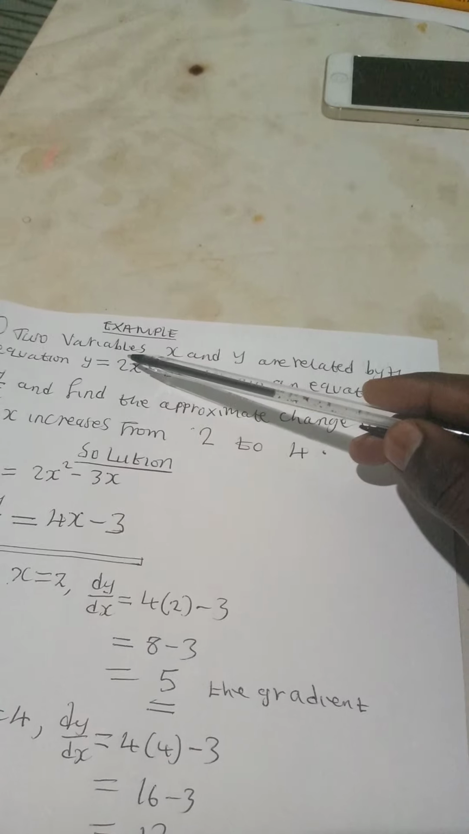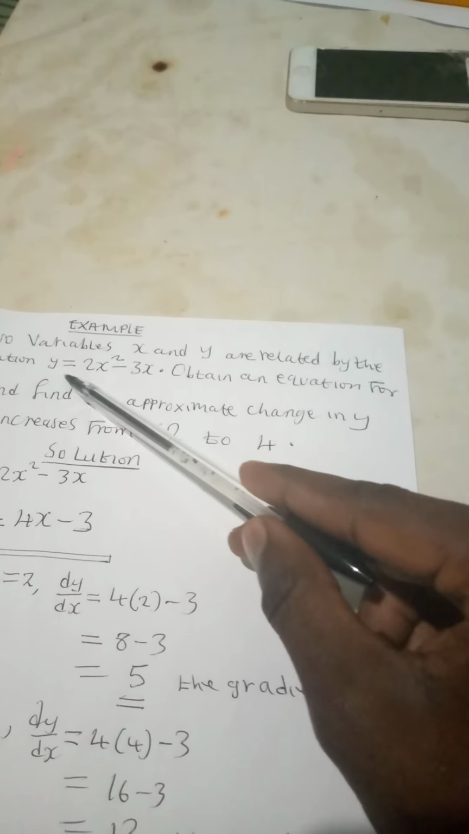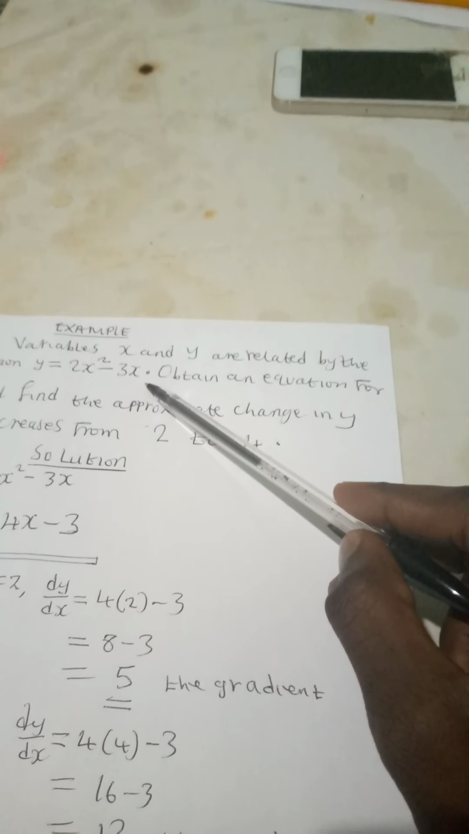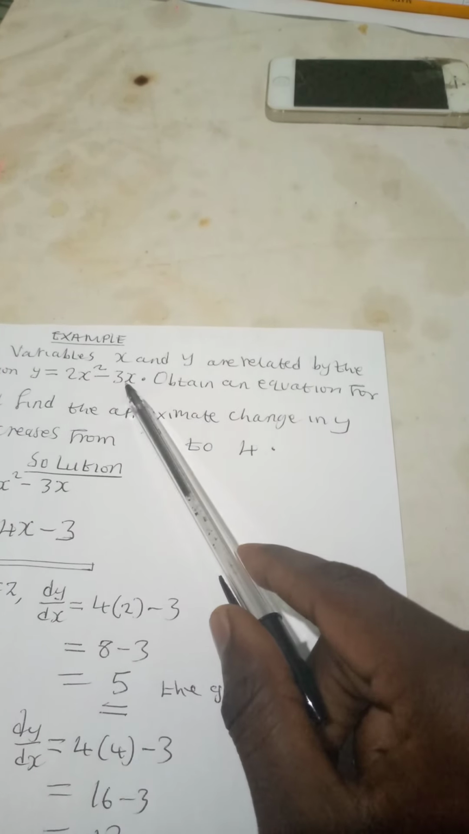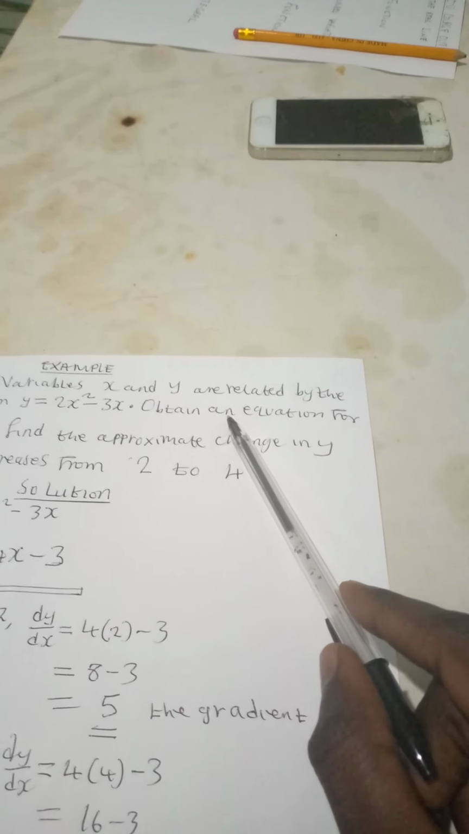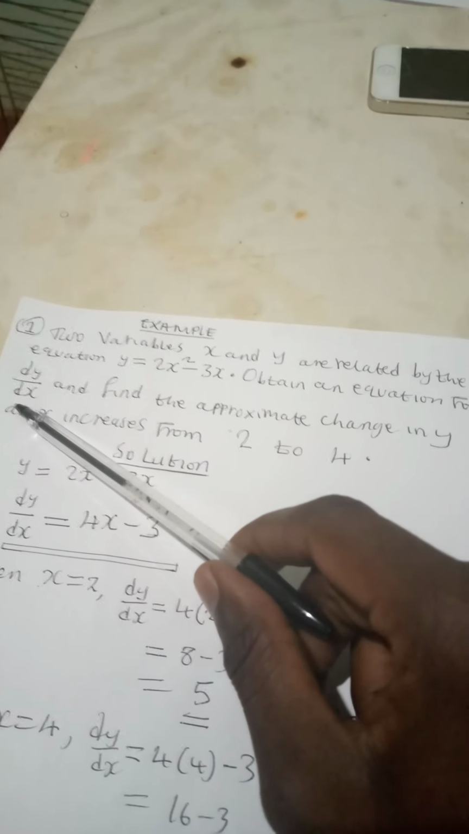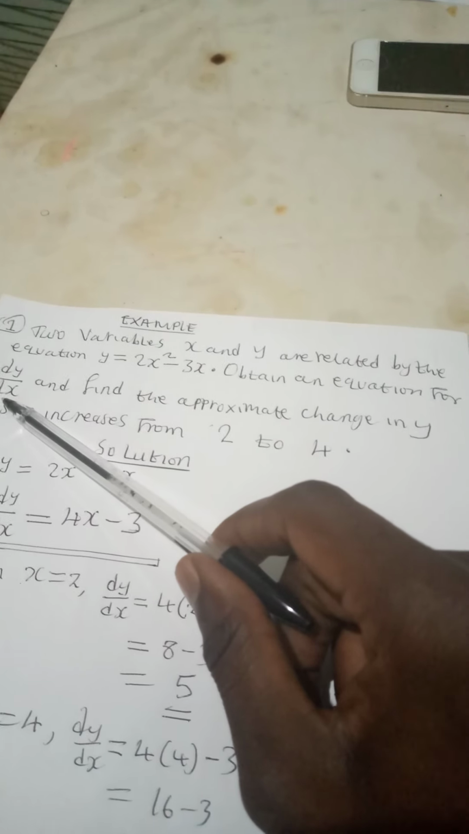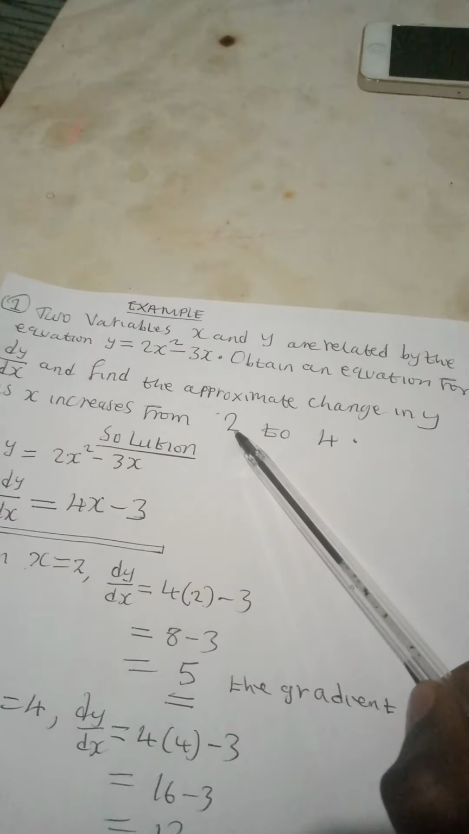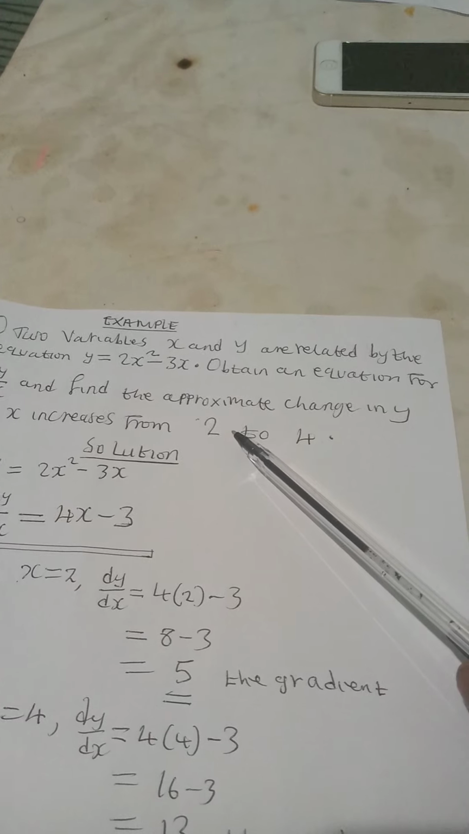So the question says, two variables x and y are related by the equation y is equal to 2x squared minus 3x. This is just the equation that we are given that simply relates y and x. The question says obtain an equation for dy/dx and find the approximate change in y as x increases from 2 to 4. So in this question, class, we have to find two answers.